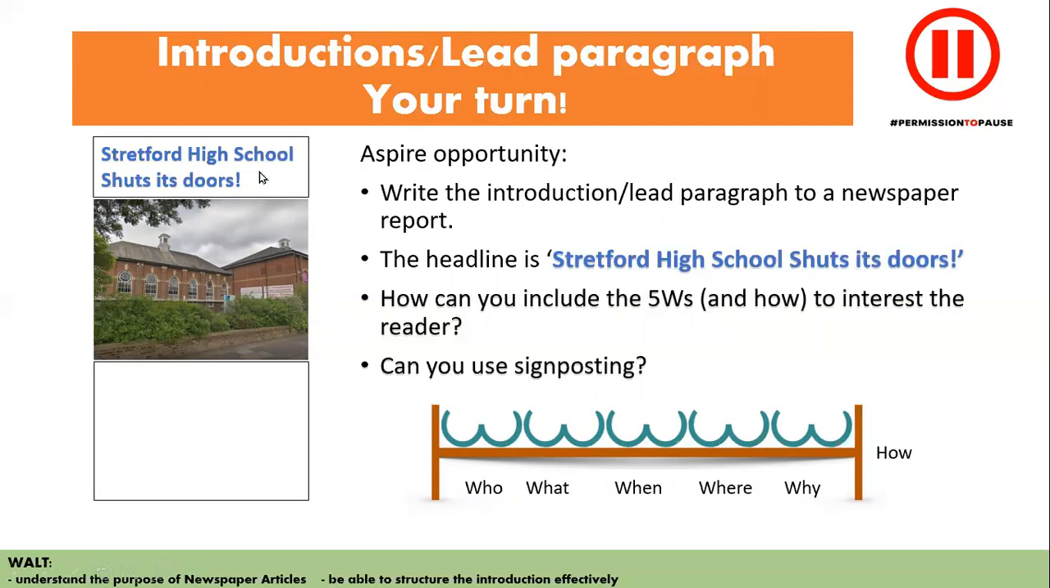So you've got your headline here, Stretford High School shuts its doors. You've got your image, and you are simply going to write that opening paragraph with the 5 W's in. So who is it about, what is it about, when, where, why, and how. So probably going to be about 4 sentences. Have a go at writing that. You can send it in to me and I will check it for you and give you some feedback, or you can show it to someone at home, or you could even go and find the article online and compare your paragraph to the ones that were written in the Manchester Evening News.